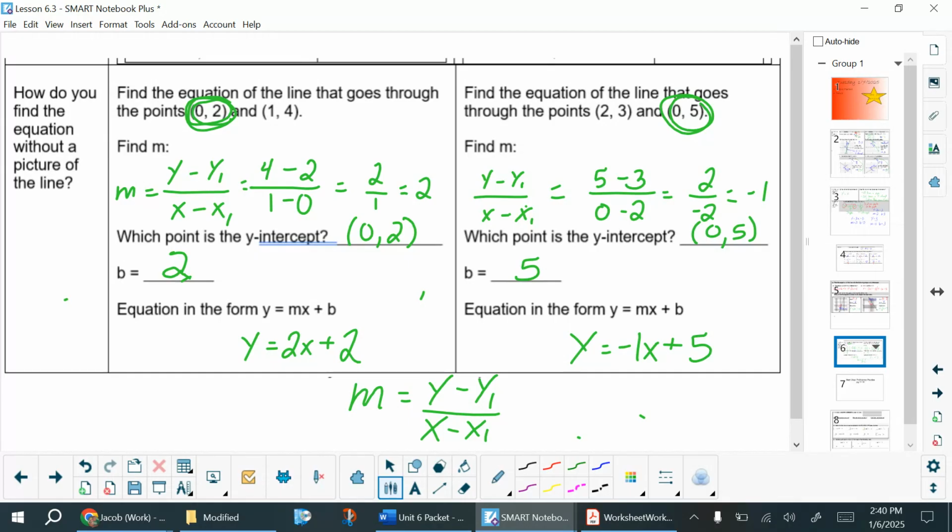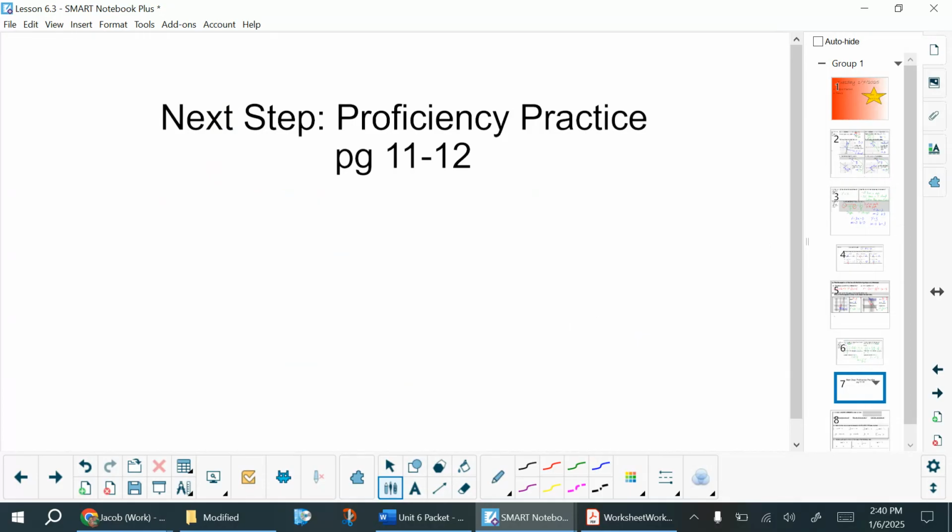So from here, your next steps are going to be the proficiency practice on page 11 and 12. If you are done with that, and you did it, I will leave the answer key for you to check with the sub, and then you can go ahead and work on the CFU on the Canvas page. We will be working on that tomorrow, so don't worry too much about the CFU if you don't get there. But make sure you are getting that proficiency practice done and you are using your time today.